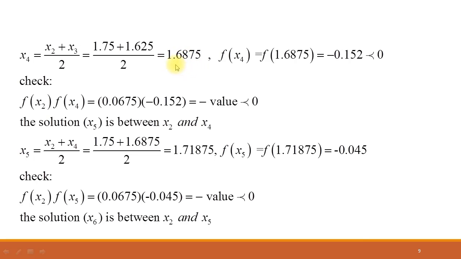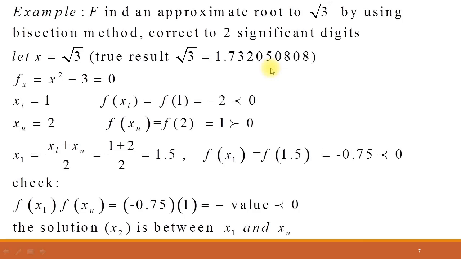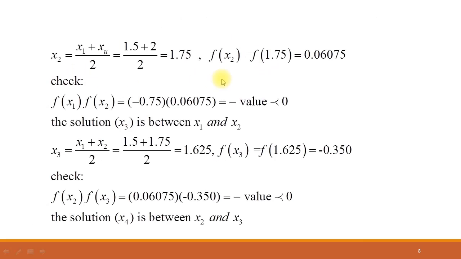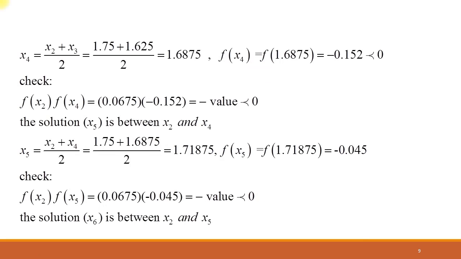Now to find the fifth root, first of all, put this x4 into the given equation to check the sign of the function. So the function at x4, the function at 1.6875, is equal to minus 0.152. So dear students, the given equation is x square minus 3. At each step, we put the previous root into the given equation to check the sign of the function for the next root. So for x5, put this x4 in the given equation, we obtain minus 0.125 and this is negative, less than 0.